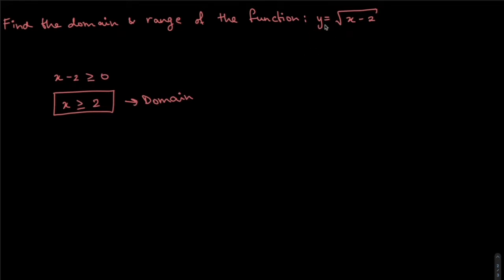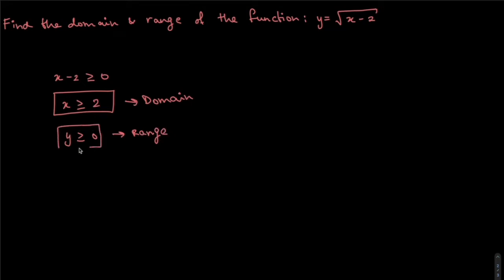Our range: there's nothing outside the square root. Everything inside the square root must be greater than or equal to 0. Thus, the output the square root will yield will be y greater than or equal to 0. So that's going to be our range.